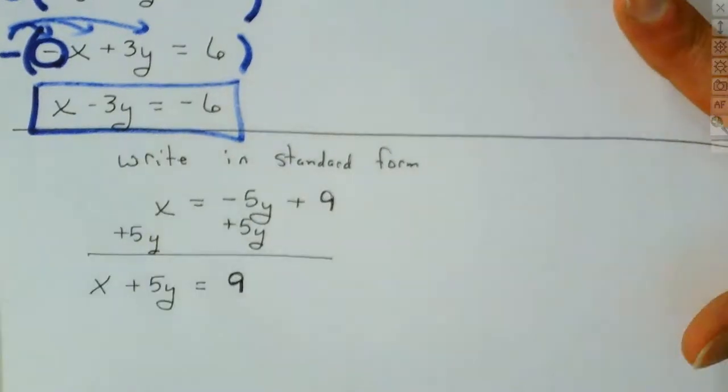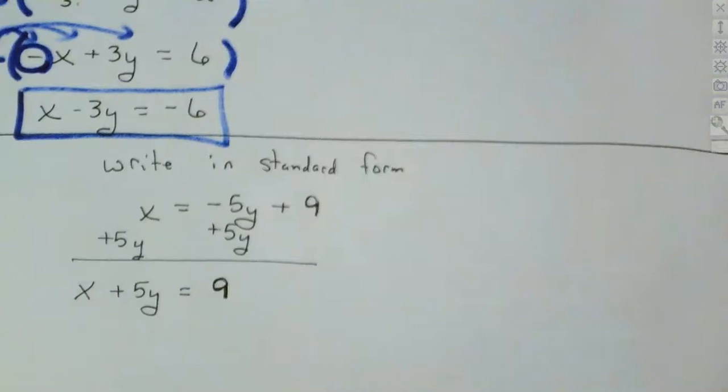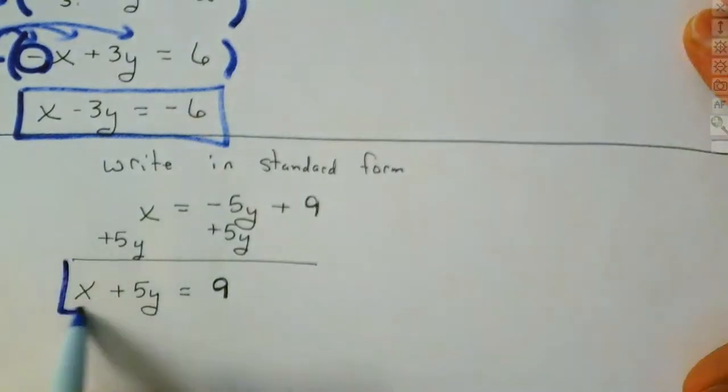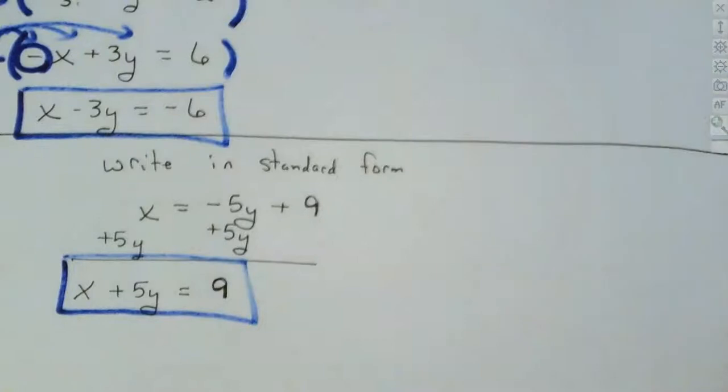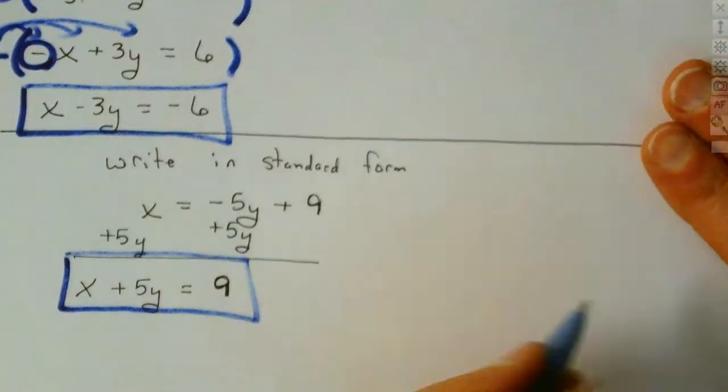9. Is this in standard form? Yes or no? Yes. How do I know that it is in standard form? Are the x's and the y's on the same side? On the left. Yes, that's step number 1. Step number 2, are there any fractions or decimals? No, so it cleared that step. Step number 3 is make sure that the x is positive. Is the x positive? Yes, so it cleared those 3 steps. X, y are on the left, which it should be. No fractions or decimals, and that x is positive. If it clears all 3 of those, then it is in standard form.